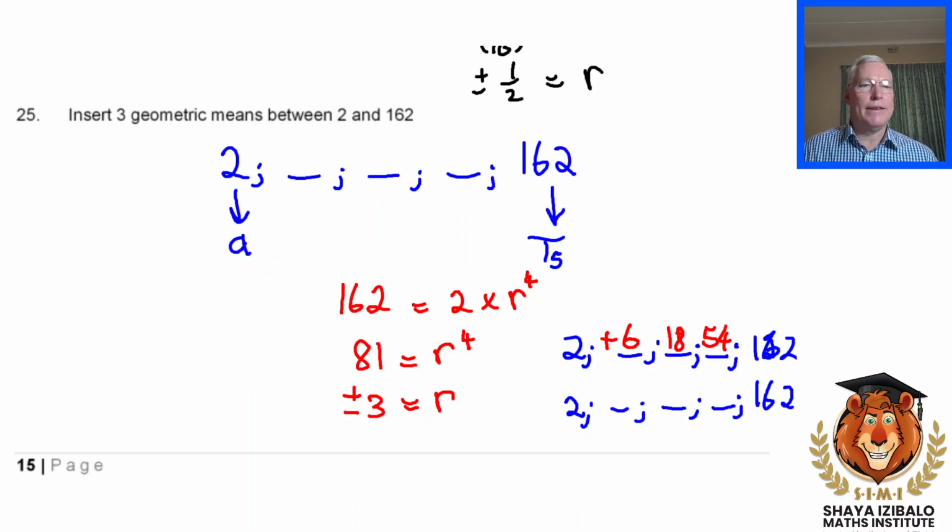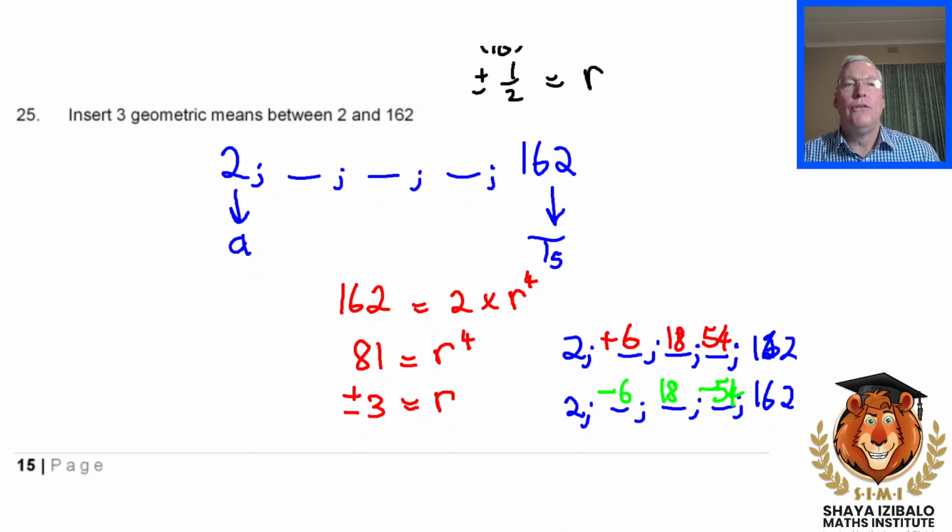If r is negative 3, I'm going to write these ones in green. We're going to get negative 6. But negative 6 times negative 3 is positive 18. Positive 18 times negative 3, negative 54. And then when we multiply negative 54 by negative 3, we get to 162 again.